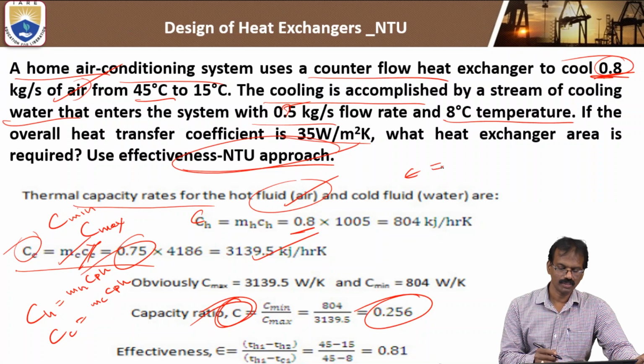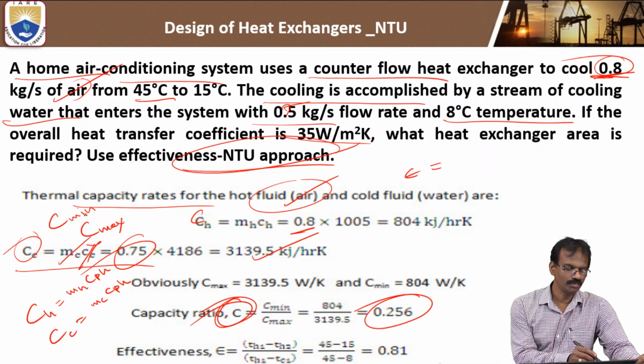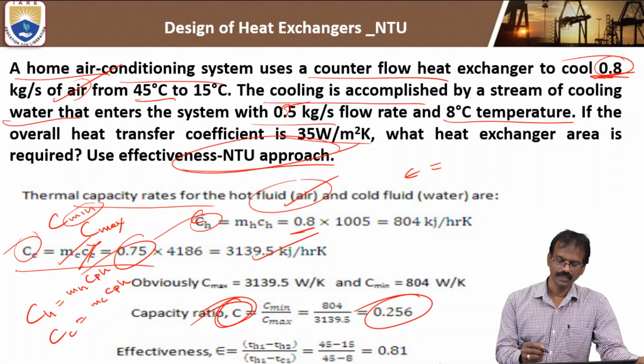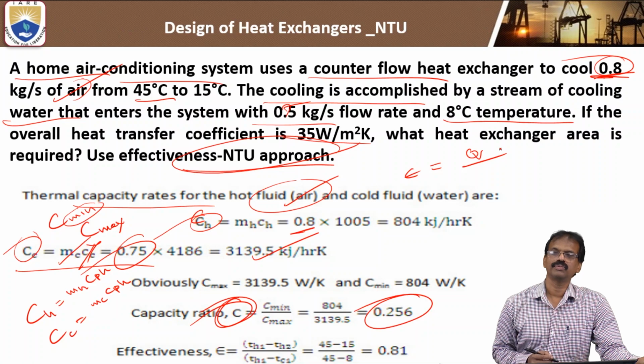Effectiveness is equal to, with respect to C minimum. C minimum is which one? So C minimum is equal to hot fluid. Okay, specific heat of the hot fluid. So the actual rate of heat transfer with respect to hot fluid by Q max.